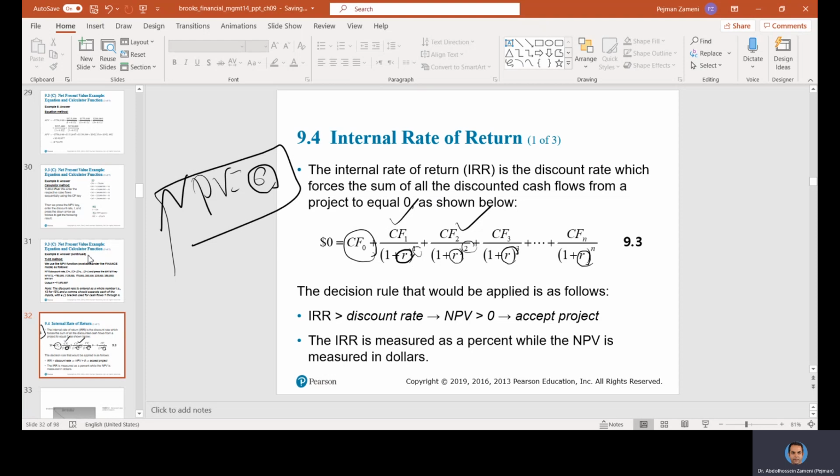which is called IRR. The decision rule that would be applied is as follows. If IRR, the number that we find, is bigger than the discount rate or the hurdle rate, it means the net present value is bigger than 0. We accept the project. The IRR is measured as a percent, while the NPV is measured in dollars.